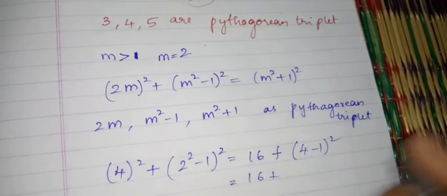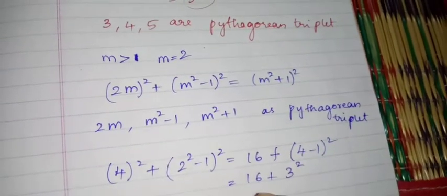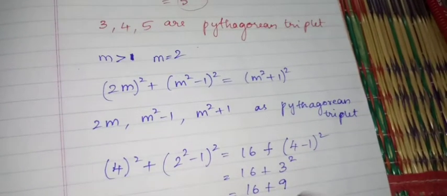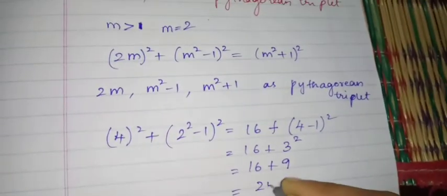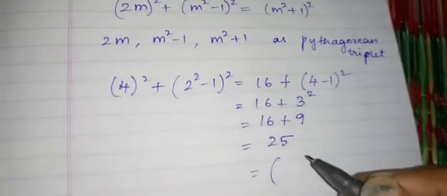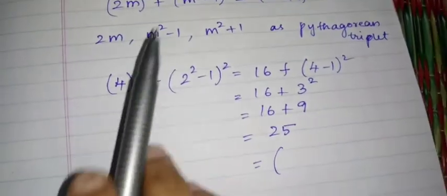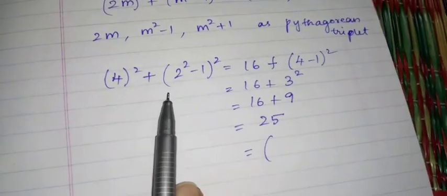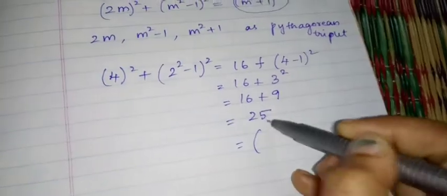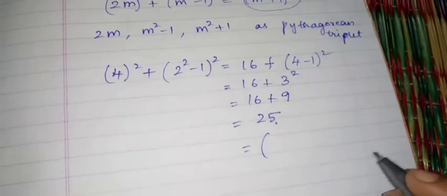16 plus 4 minus 1 is 3 square. 16 plus 3 3s are 9. So 16 plus 9 is 25. 25 is the answer which you are getting after doing this, 2m square plus m square minus 1 the whole square. Whether you are getting this 25 as m square plus 1 the whole square.